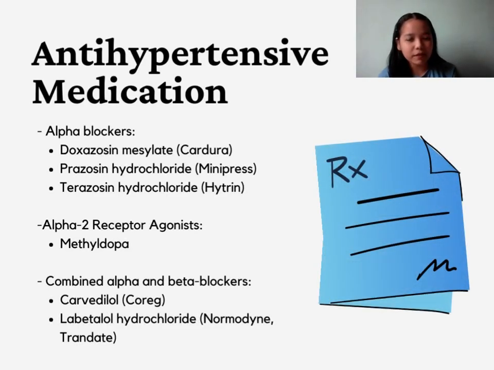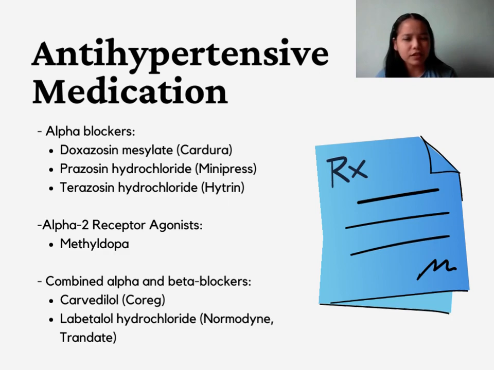We also have alpha blockers as an antihypertensive medication. These drugs reduce the artery's resistance, thus relaxing the muscle tone of the vascular walls. Common alpha blockers used to treat hypertension include doxazosin mesylate, prazosin hydrochloride, and terazosin hydrochloride.